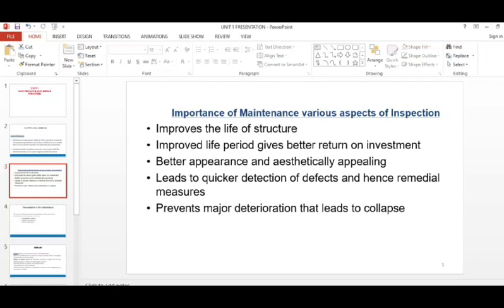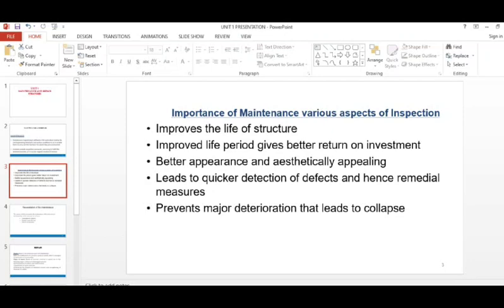Importance of maintenance. Why is maintenance important? It improves the life of our structures, gives better serviceability and better appearance, and prevents major deterioration leading to collapse. It ensures the safety of occupants and a feeling of confidence in the user. Maintenance is a continuous cycle which involves every element of a building, namely structural, electrical wiring, plumbing, water supply, sanitation, finishes in floors and walls, roof terrace, service platforms, lifts, doors, windows, and other elements.